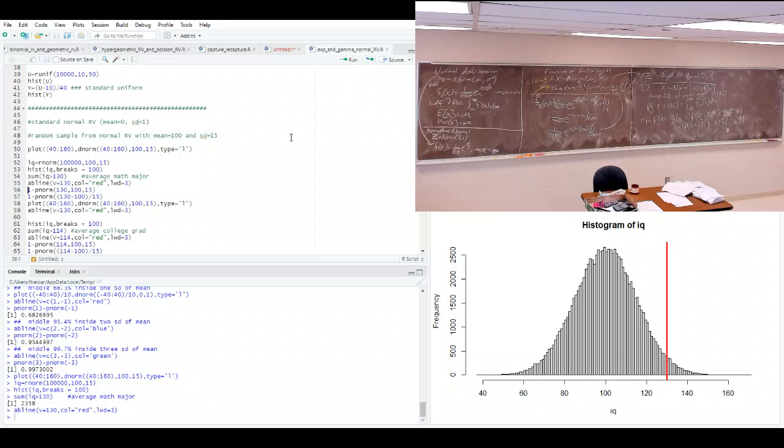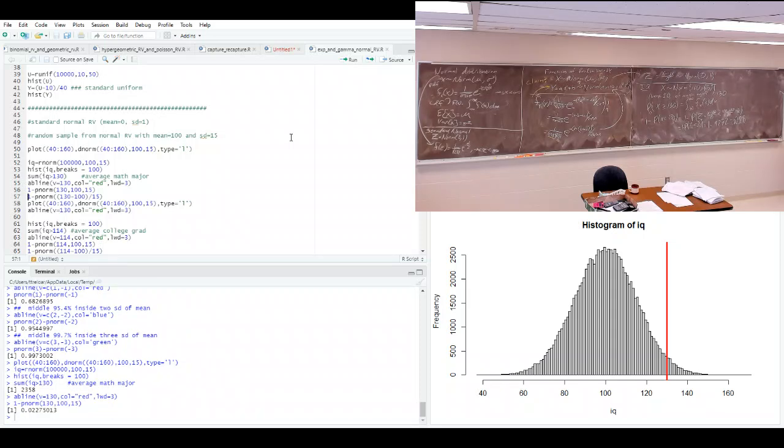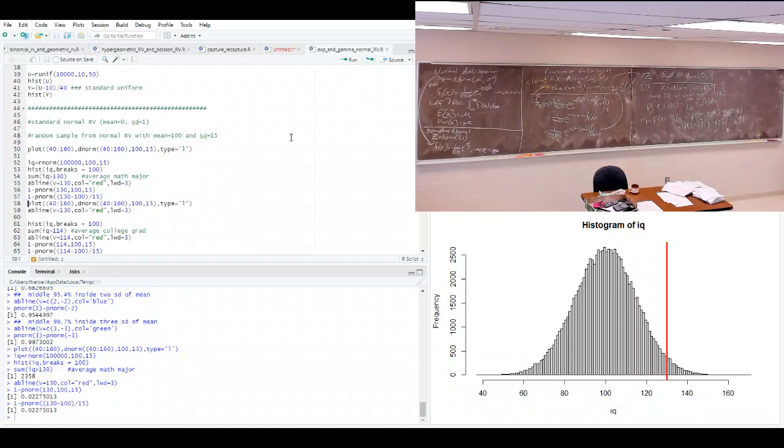Okay. So this should give me the area to the left of 130, and I take 1 minus it, and it will give me the area to the right of 130. And I get that value, 0.0228. Which is close. I'm not going to worry about the difference in the actual particular values there.